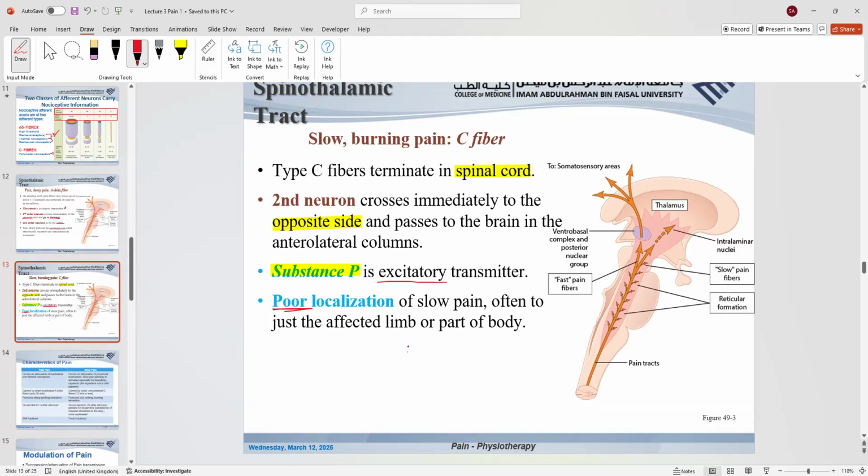You will just say that I am having pain in my hand or in my arm or in my leg like this. You are not able to exactly pinpoint from where the pain is coming. So this is the difference between fast and slow pain also. Next, please.